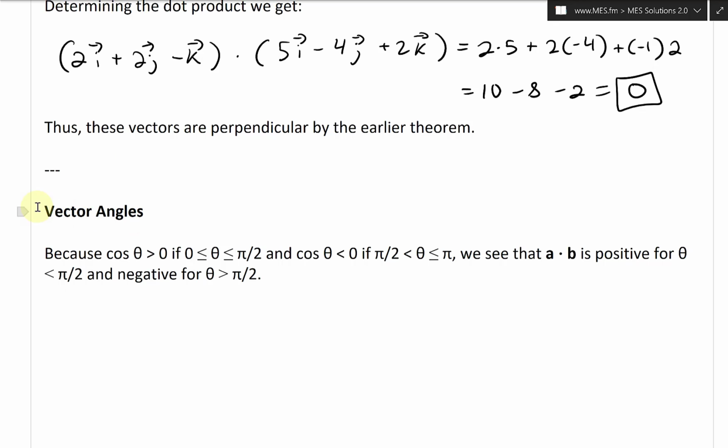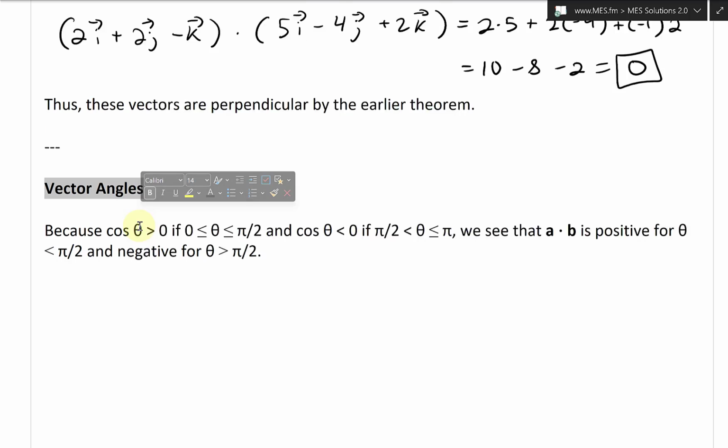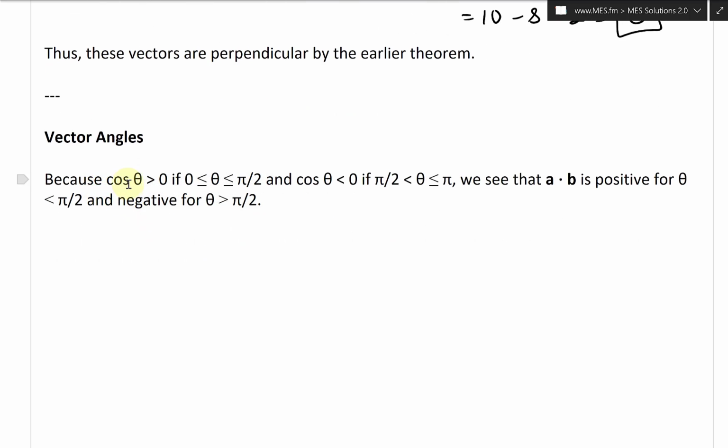And now here's another section, I just added the heading: vector angle. Because cosine theta is greater than 0 if the angle theta is between 0 and pi over 2, and cosine theta is less than 0 if theta is greater than pi over 2 and less than or equal to pi, we see that A dot B is positive for theta less than pi over 2 and negative for theta greater than pi over 2. I'll graph it.